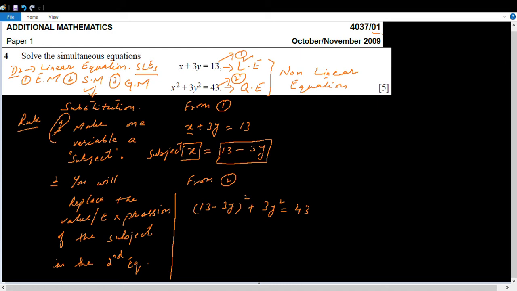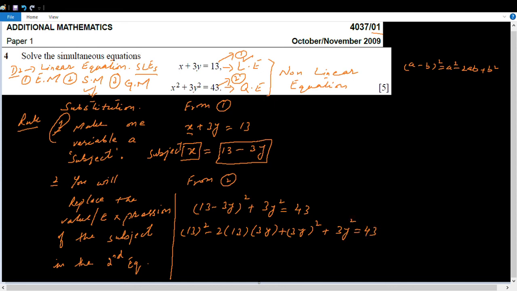Identity is (a − b)² = a² − 2ab + b². So when I do this, it becomes 13² − 2 × 13 × 3y + (3y)² = 43.